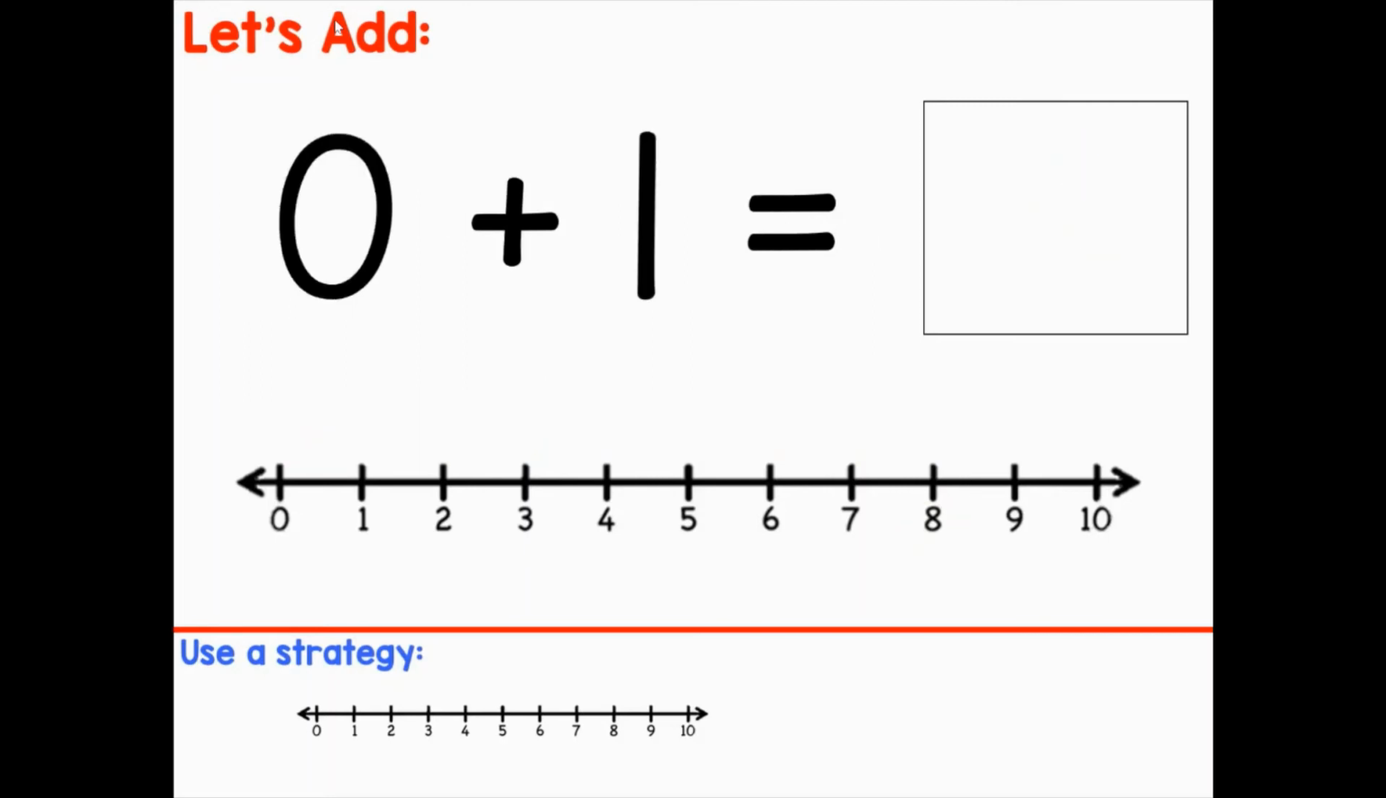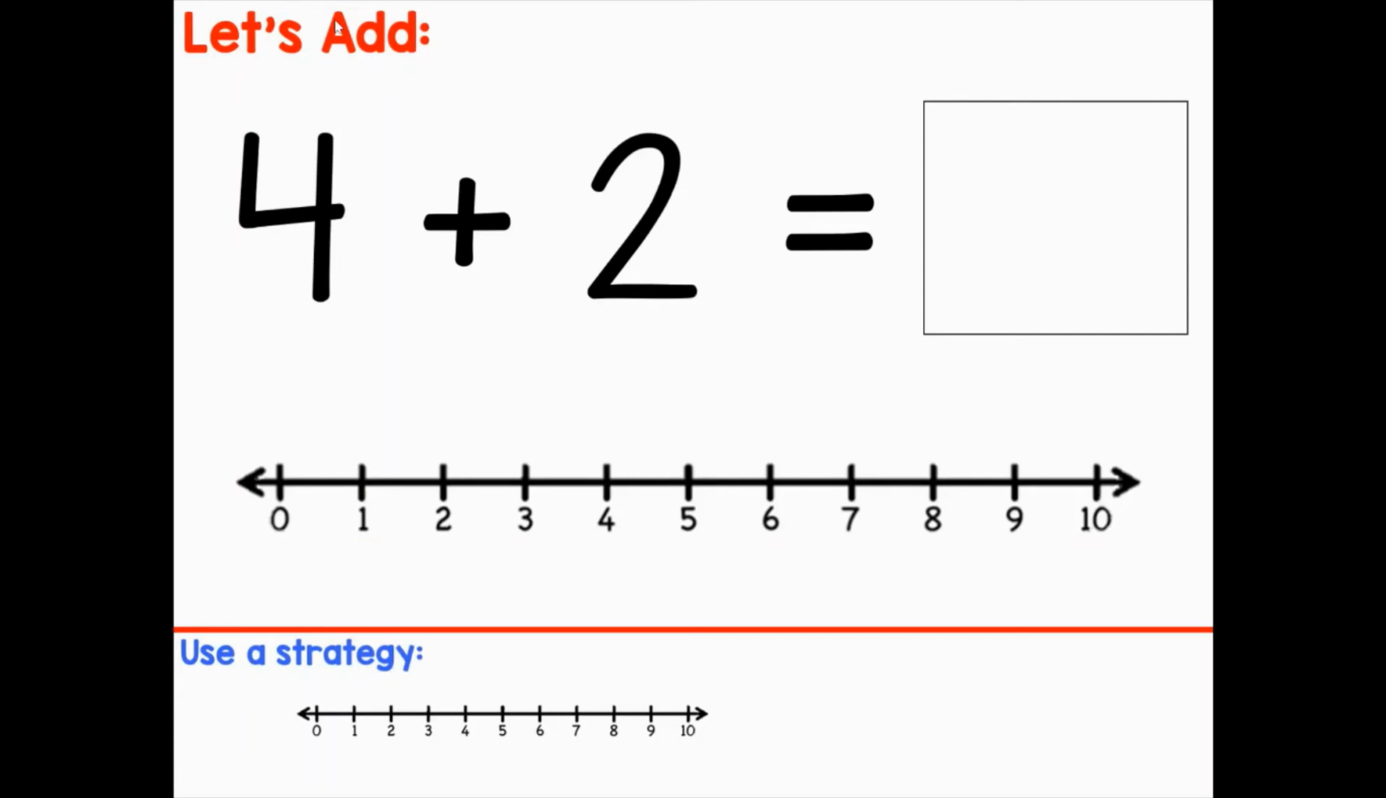Good job. Oh, this one might be tricky. 0 plus 1. Remember that 0 equals nothing. So my first number, if it means nothing, do I do anything with it at all? No, I don't. So that means I'm going to skip that first number and I'm just going to look at the second number. And my second number is 1. So I'm just going to make one hop, just one. And what number have I landed on? Yes, I landed on the number 1. That's it. So my answer is 1. 0 plus 1 equals 1.